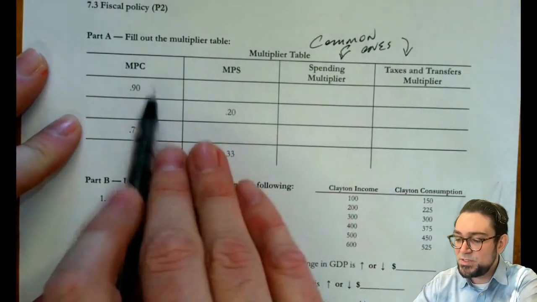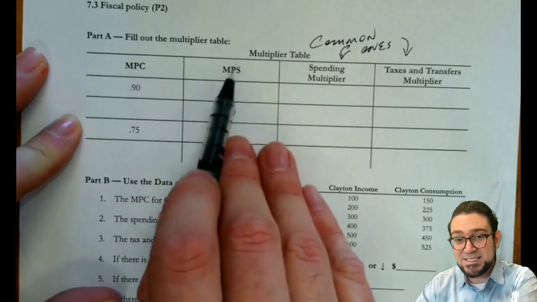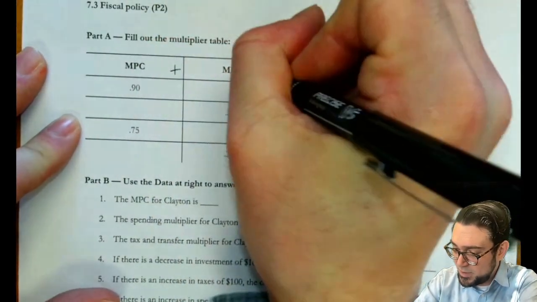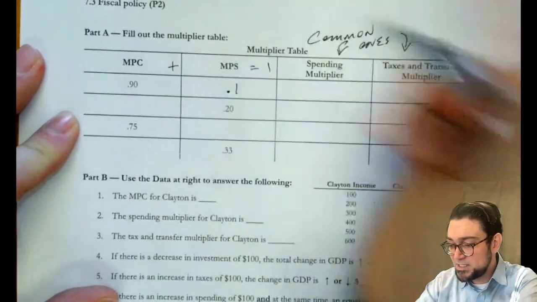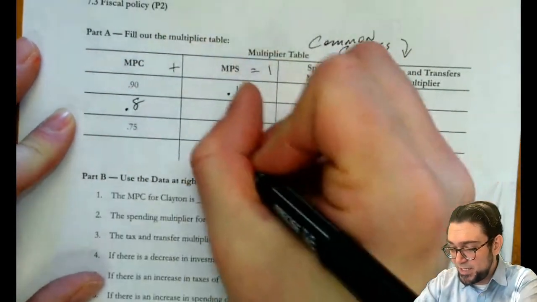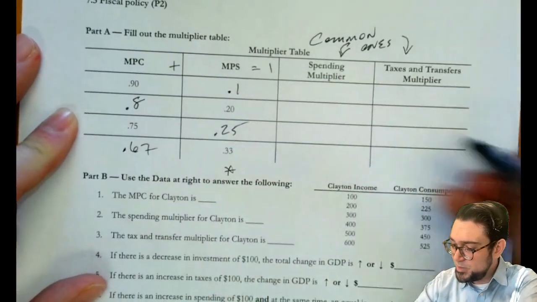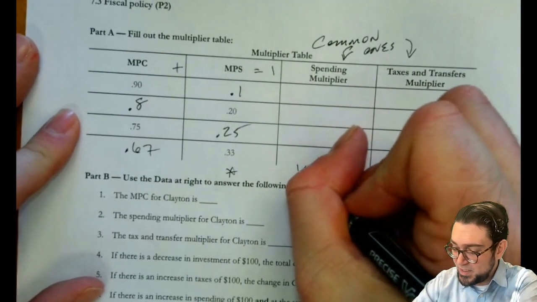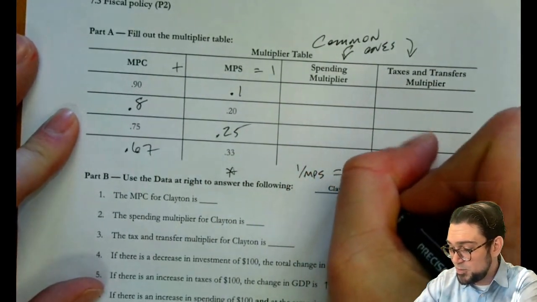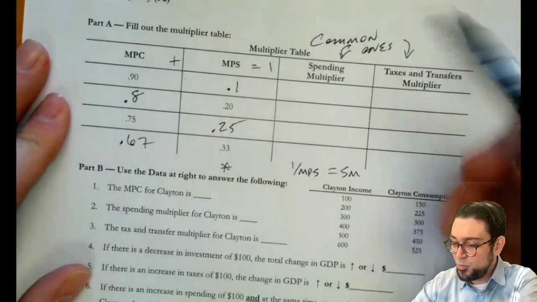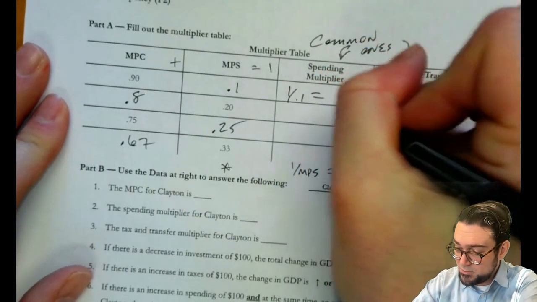Now, the first thing to remember is that your marginal propensity to consume and your marginal propensity to save must equal 1, right? Equals 1. So that means this one has to be 0.1, this one has to be 0.8, 0.25, 0.67. This is the column that we care about because 1 over the MPS is equal to the spending multiplier. So we're going to do 1 over 0.1. 1 over 0.1 is equal to 10.